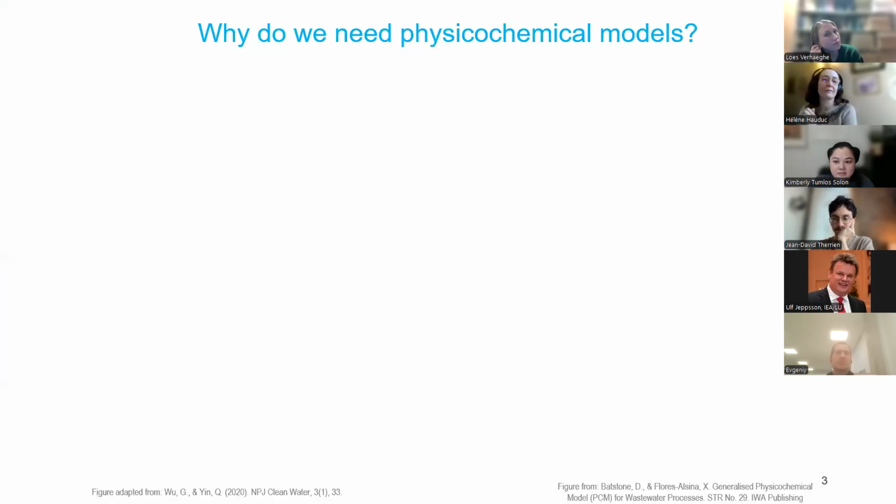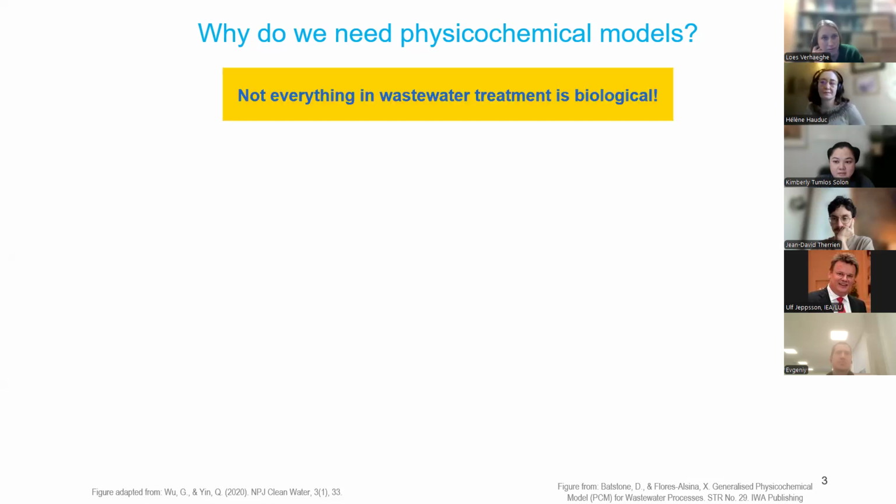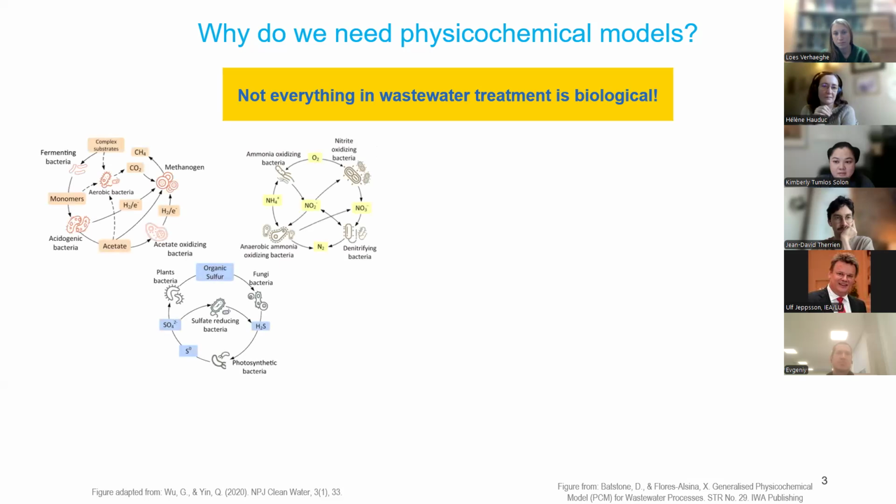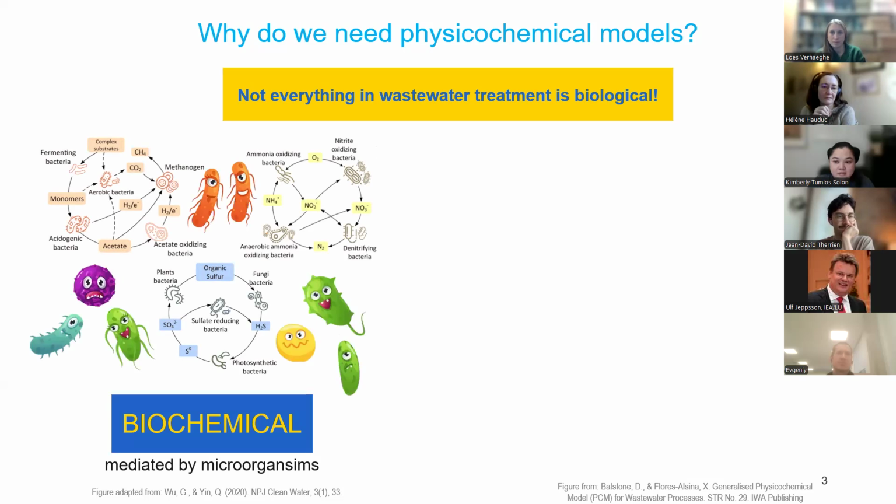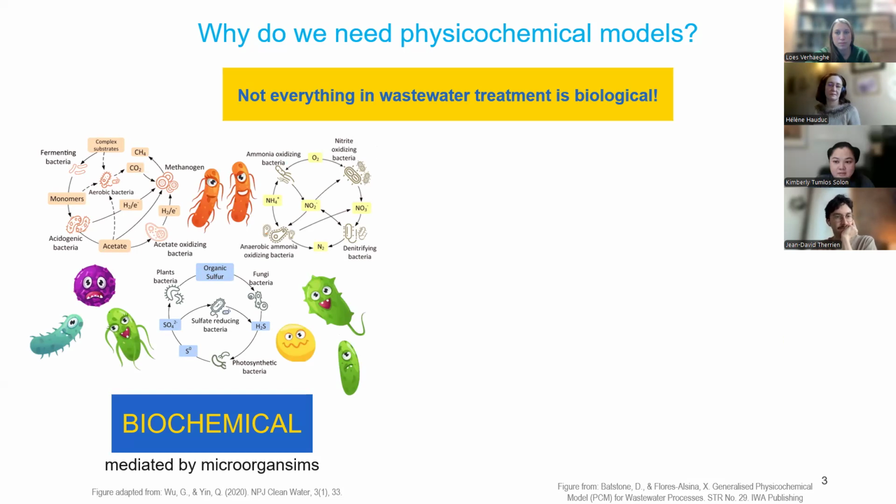So let's start with the fundamental question. Why do we actually need physico-chemical models? That is because not everything in wastewater treatment is biological or biochemical. On the left here, we see biochemical processes. These biochemical processes are all mediated by microorganisms. For example, bacteria that convert ammonia to nitrate, produce methane, or reduce sulfate. And this is what most people think of when they talk about wastewater treatment modeling.